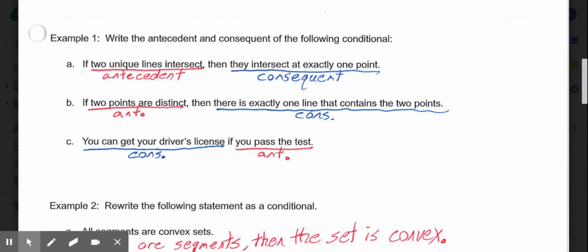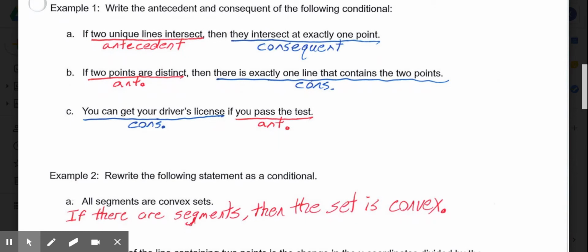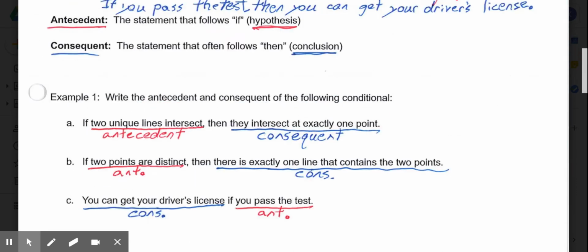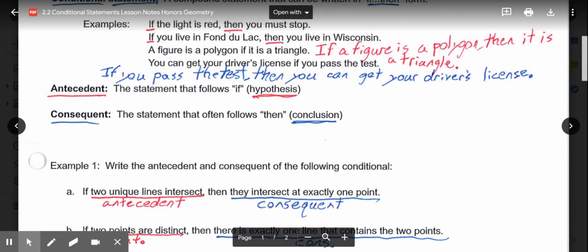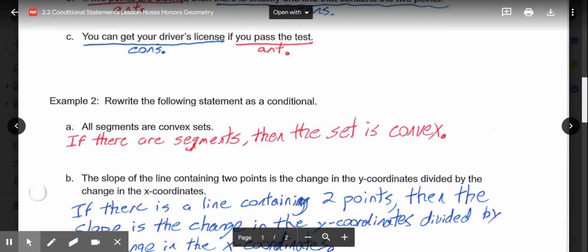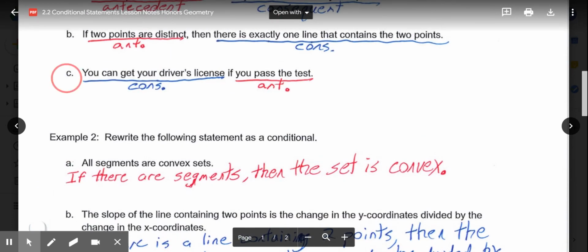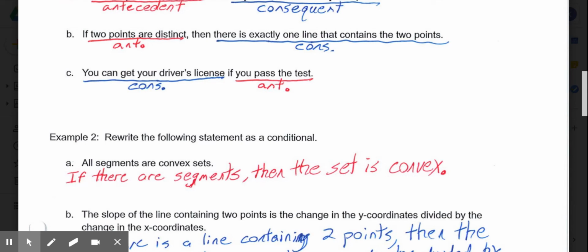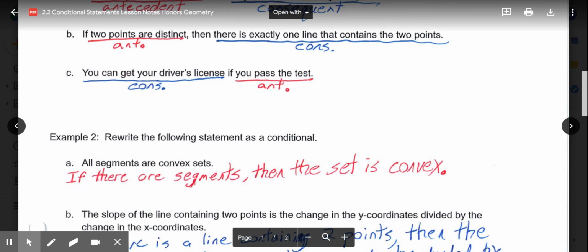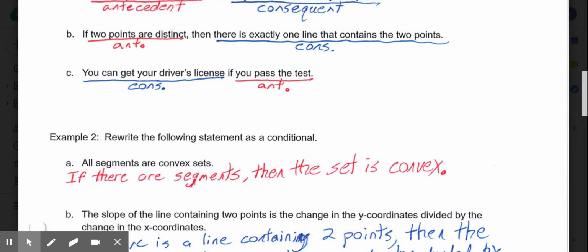And then in C, it's written as you can get your driver's license if you pass the test. As we explored earlier, we could rewrite that as if you pass the test, then you can get your driver's license. In this case, the consequent doesn't follow the word then because it's not there. The antecedent is if you pass the test, and you can get your driver's license would be our conclusion or consequent.